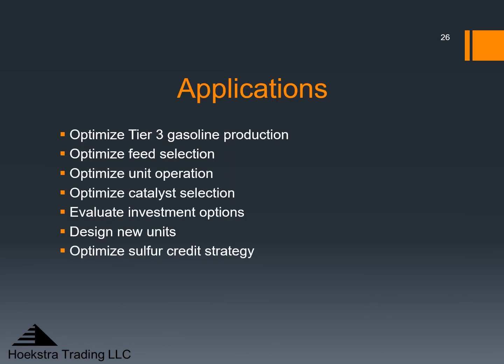We have done work like this in connection with field tests on 16 different commercial gasoline desulfurizers. Our clients are using our database and our models to optimize Tier 3 gasoline production strategy, optimize feed selection, optimize unit operation including endpoint cutting, optimize catalyst selection, evaluate investment options, design new units, and optimize sulfur credit strategy.